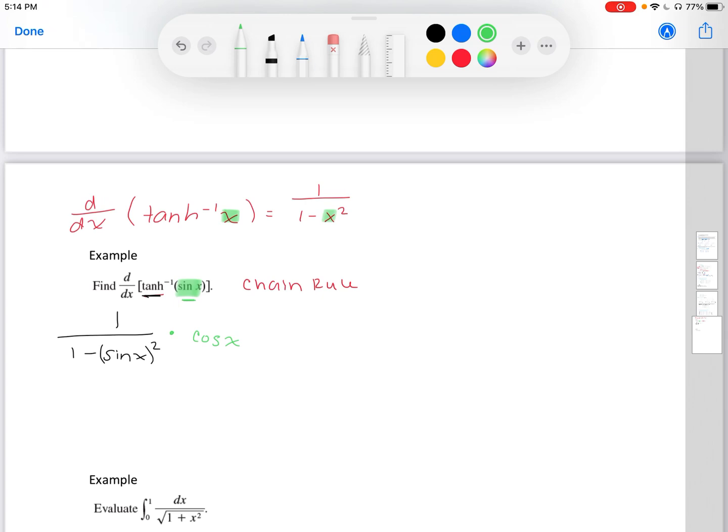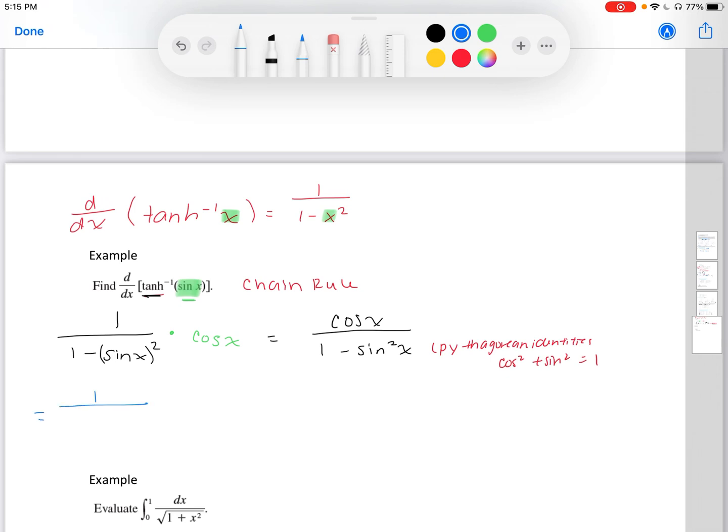Now, of course, whenever you're working with trig functions, we try to simplify as much as we can. So let's go ahead and multiply across. So we have cosine of x over 1 minus sine squared of x. And if you see a 1 and a cosine or a sine squared, or a trig function squared, you should think Pythagorean identities. Remember that cosine squared plus sine squared equals 1. So if we have 1 minus sine squared, that's the same as cosine squared.